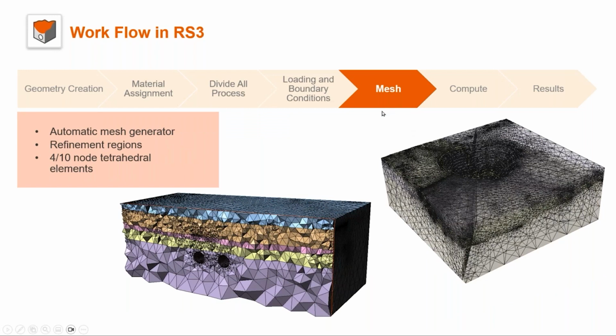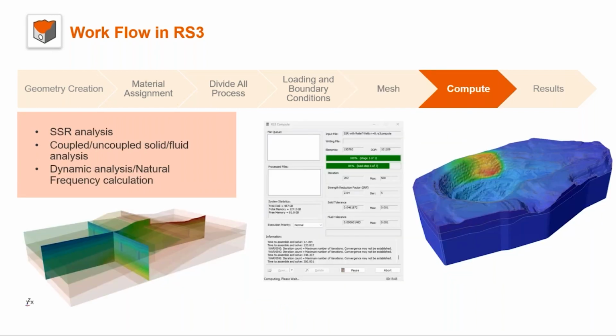Next is meshing. You need to discretize your geometry in order to be able to solve it with finite elements. Currently in RS3, we have 4-noded and 10-noded tetrahedral elements. And also in the last release, we added another option, called hybrid mesh, that we are going to cover today, which mixes both these 4-noded and 10-noded elements together at the same time. After you create the mesh, you can just go and compute your model.